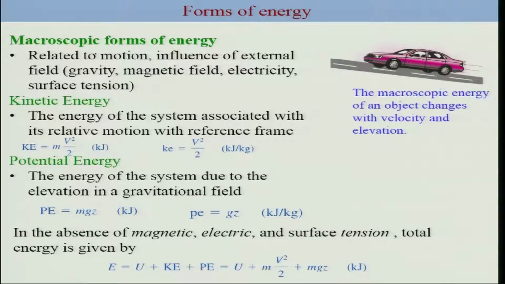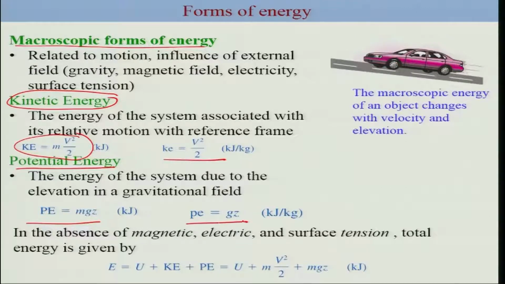So as we already discussed, the macroscopic forms of energy depend on the elevation and the speed of the system or the object. The classic examples are kinetic energy, which is represented by the expression mv square by 2, and the potential energy, which is represented by mgz, where z is the elevation of the object. You can define these in terms of per unit mass in this form. You divide by the m, you get v square by 2, okay.